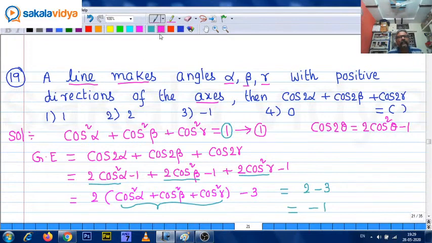So which is the right option? Yes, option 3 is the right option. Okay.